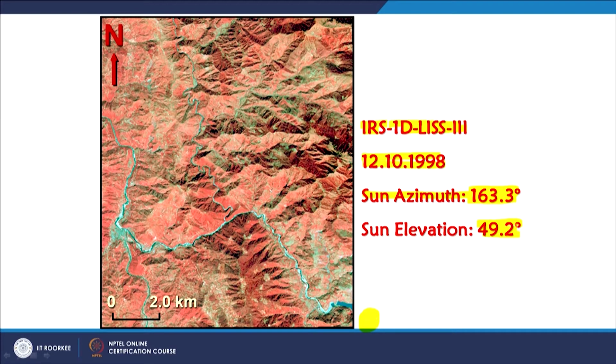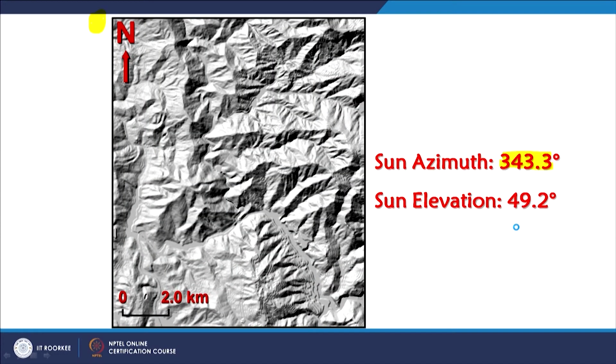There is no change in the sun elevation, 49.2 in the original image, so in my shaded relief model it is the same. We have played only with the sun azimuth. We have forced the sun to illuminate that area from the northwest direction rather than from the southeast direction. And when we have forced it like this, you can see that the Bhagirathi river has gone into the valley. That means it is giving us a correct perception.